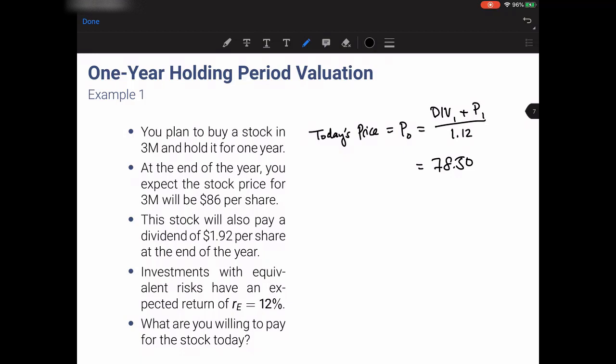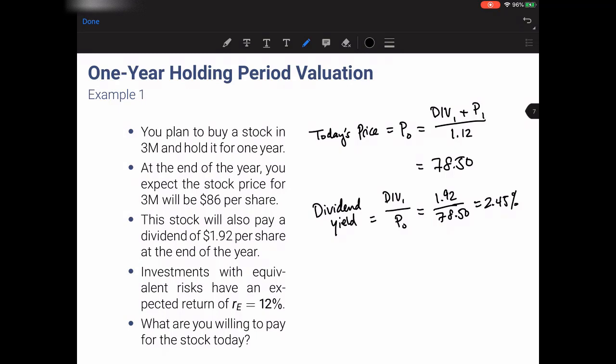So a typical terminology we calculate in practice is called the dividend yield. The dividend yield is defined as DIV1, the 1 year dividend payments, divided by the price of today. So in this question, that's 1.92 divided by 78.50, and that's going to give us 2.45%. Okay, that's just a definition. You just memorize it.